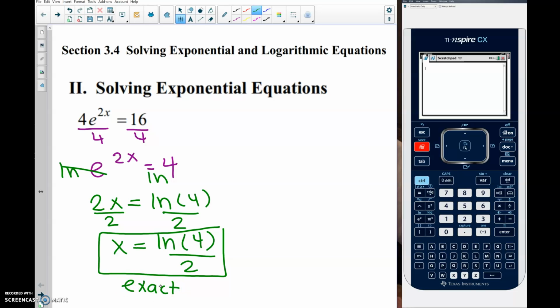In order to find the estimate, go over to your calculator. You may use online if you do not have a calculator at home with you. And let's see, the ln of 4 divided by 2. The approximate answer would be 0.69.